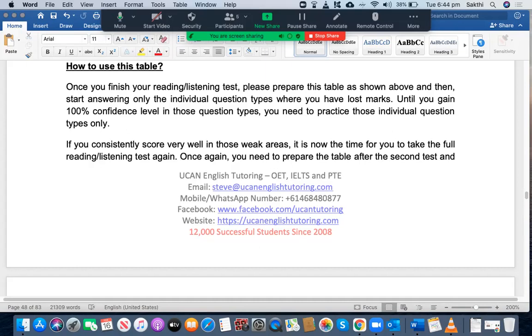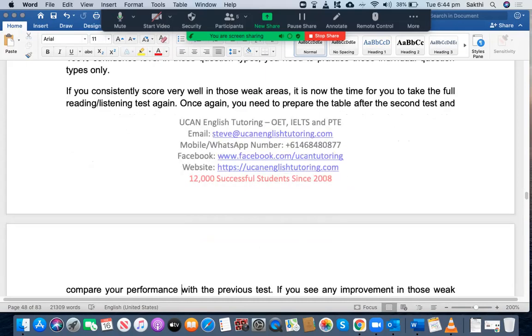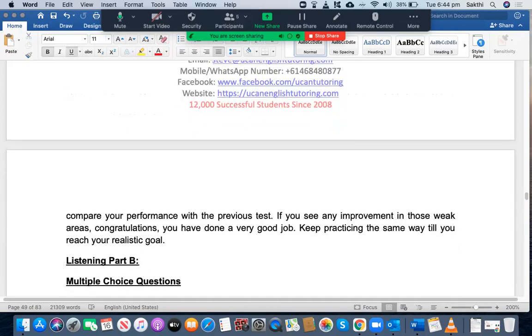Again, you need to prepare the same kind of table after the second test, and compare your performance with the previous test. If you see any improvement in those weak areas, well done, you have done a very good job. I'm very happy for you. Even if you can see a little bit of improvement, I'm very happy because you are on the right track.